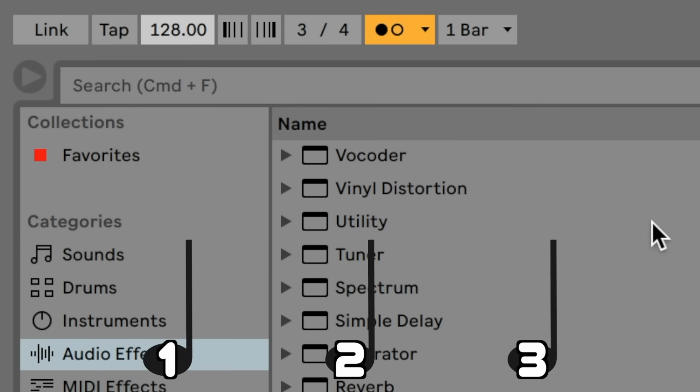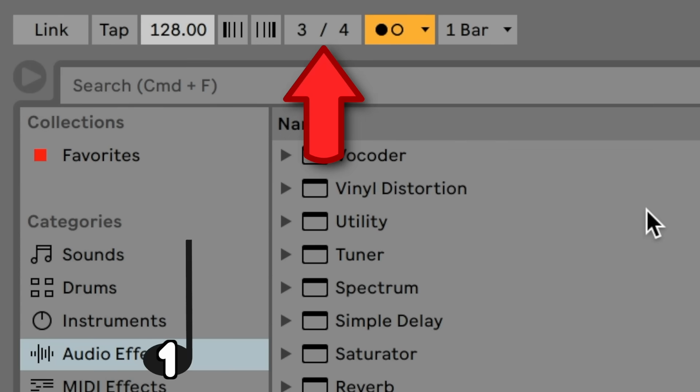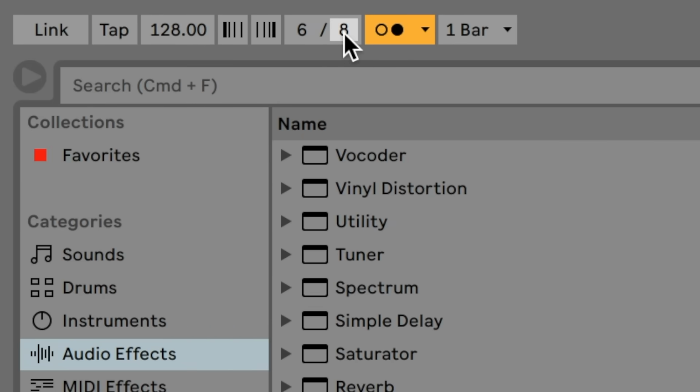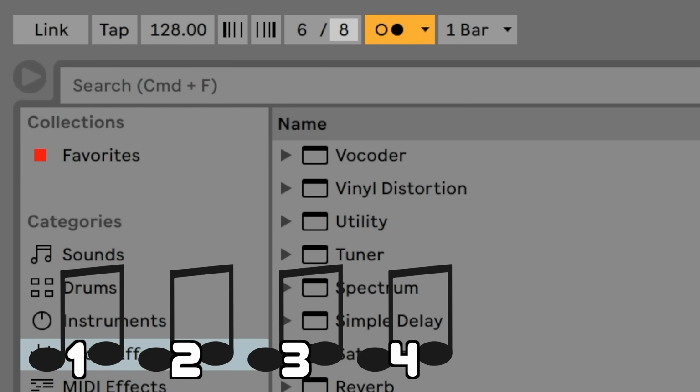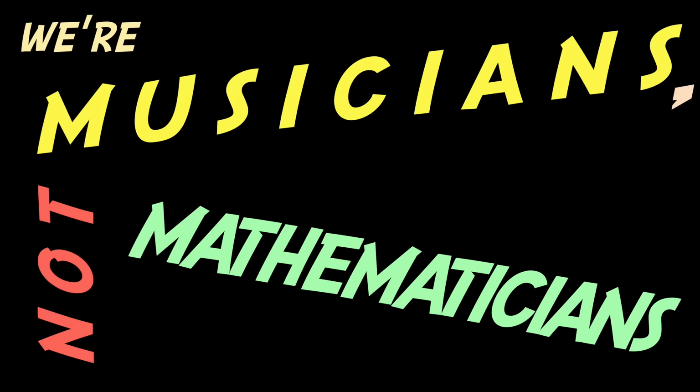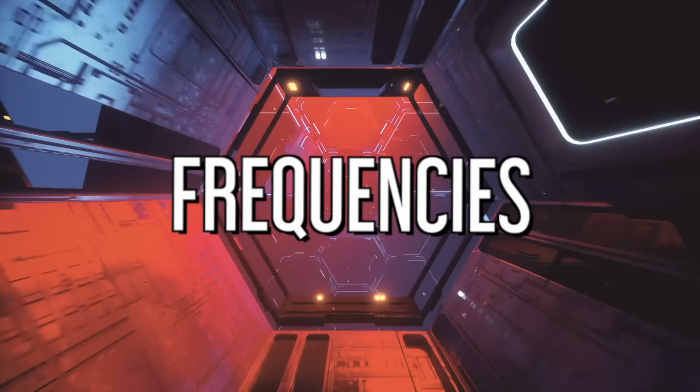If we were in the time signature 3/4, we would count 3 beats in a bar that are the length of 3 quarter notes. But if we were to double both of these numbers and use 6/8, that's actually different than 3/4 because remember, we're musicians and not mathematicians. If any of this went over your head, just use 4/4.